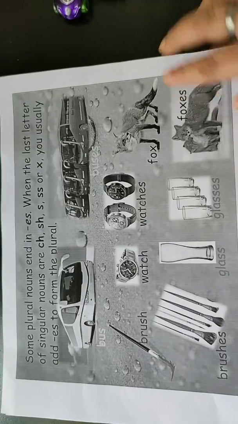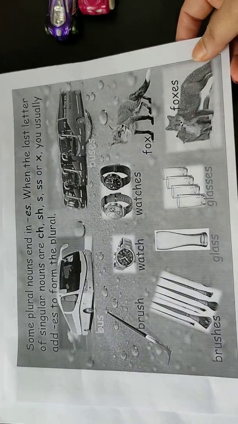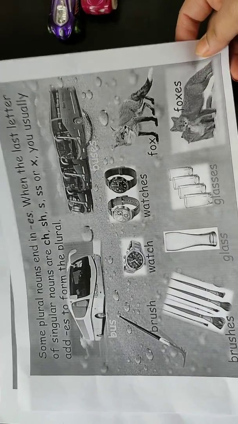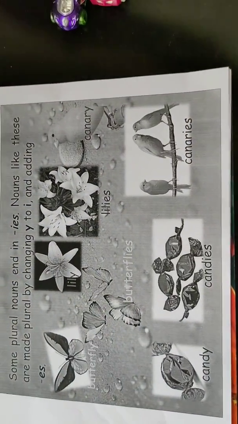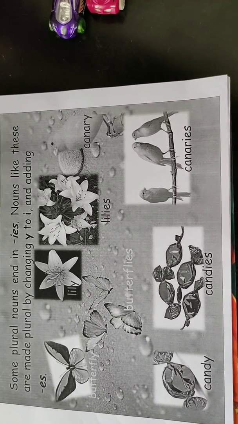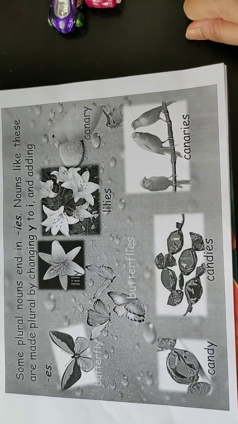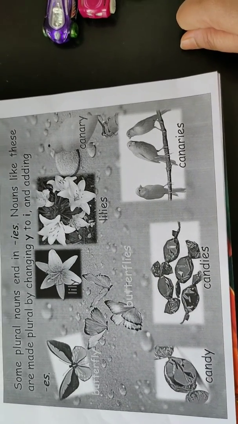So we are done with ES. So right till now what we have learned: how to make plurals with S and ES. Now next comes the turn of nouns, plural nouns that are made by adding IES.